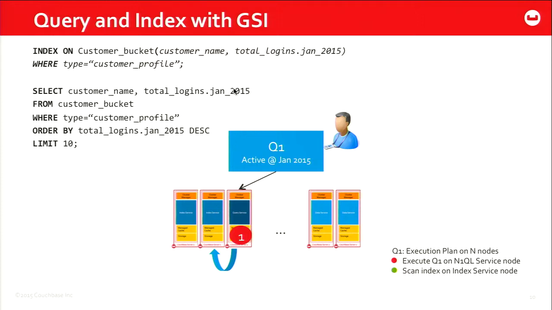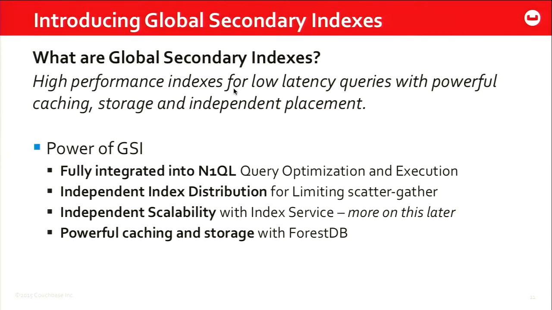It has the total logins, and it's actually running on a single node. I don't have to scatter and gather, but I have to go to that node, and the index node happens to be containing that index fully. I actually get the answer of top 10. I return it back, and the query is done.